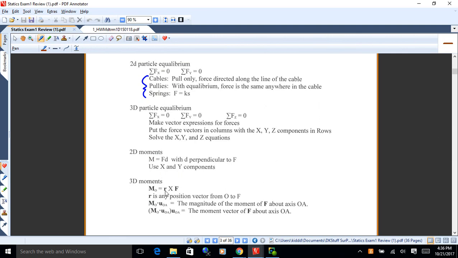In 3D, a moment is a cross product, r crossed with F. r is any position vector from O, which was the point you're taking moments about, to the force. You can then find the magnitude of a moment about an axis by taking the moment vector and dotting it with the unit vector for the axis.